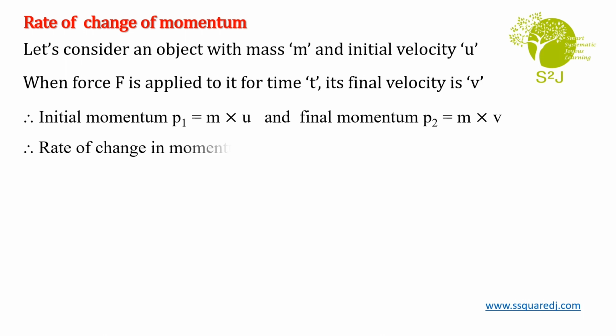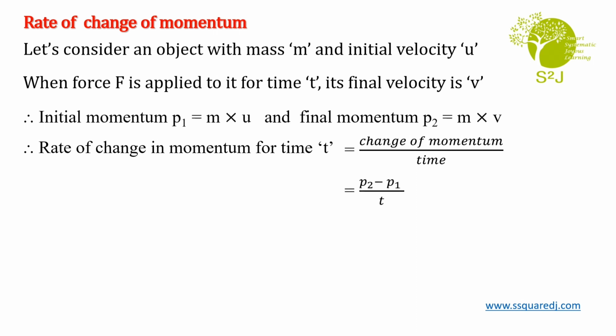Now for rate of change of momentum for time t, our formula will be change of momentum upon time. That is the difference between the final momentum and initial momentum. So we will write p2 minus p1 upon t. Whenever we are talking about rate, it is always with respect to time.